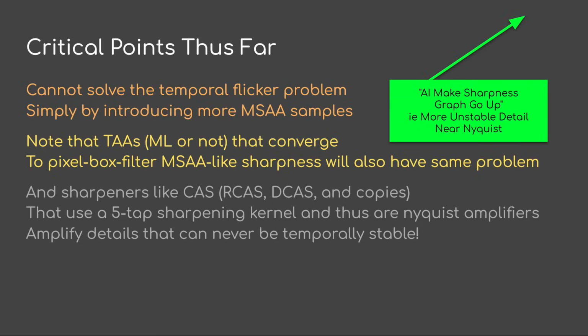So the critical point thus far: one cannot solve the temporal flicker problem simply by introducing more MSAA samples. Note that TAAs, ML or not, that converge to pixel box filter MSAA-like sharpness will also have the same problem. Also, sharpeners like CAS, RCAS, DCAS, and copies are using a 5-tap sharpening kernel, and thus are Nyquist amplifiers, amplifying detail that could never be temporally stable. And this is by design, because it's actually the wrong way to solve the problem. CAS basically amplifies the cheating, and one would never use CAS on something like a CG film, for instance.